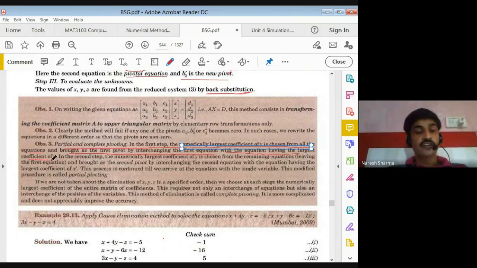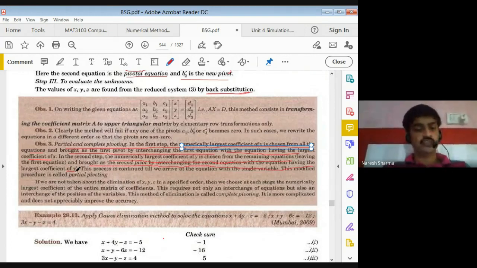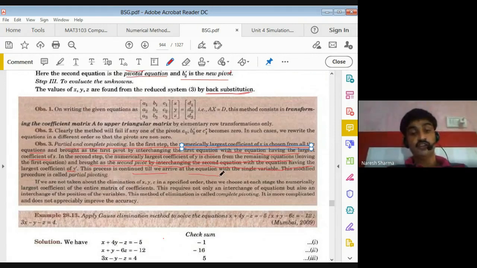So here we say first pivot by interchanging the first equation with the equation having the largest coefficient of x. In the second step, I already told you b2 dash should also be not equal to 0. In that case, the numerically largest coefficient of y is chosen from the remaining equations, and taken as the second pivot by interchanging the second equation with the largest coefficient of y. Right? It may be the third, it may be the fourth equation. So this process continues till arrival of the equation with a single variable, that means upper triangular matrices. So this modification procedure is called partial pivoting.